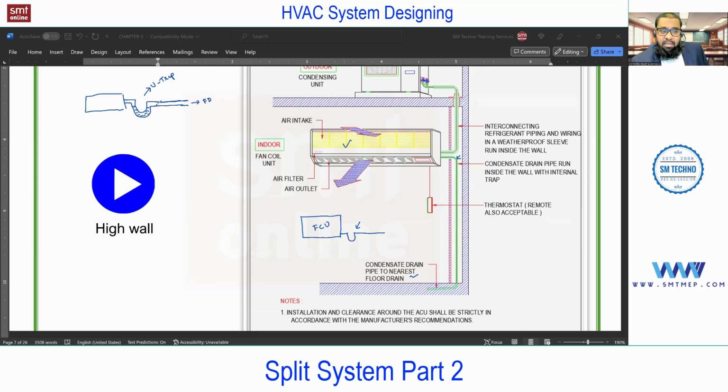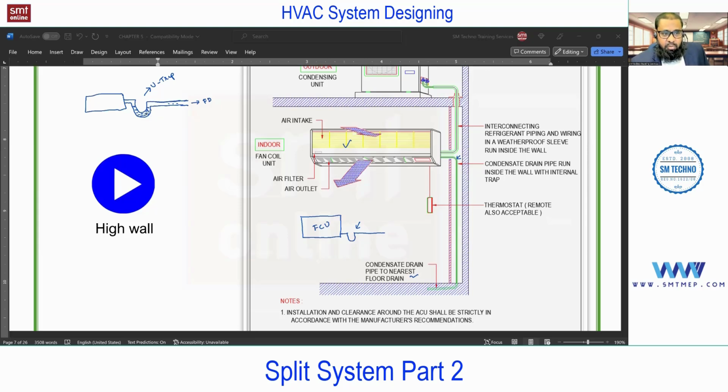If you directly connect this drain pipe to the indoor unit without the U-trap, what will happen? Inside this FCU, you will find the blower, no? Blower means suction pressure. So what will happen? It may suck the bad smell from the drain, from the floor drain. Also, if you do not use this U-trap, insects may travel and may enter inside this FCU.